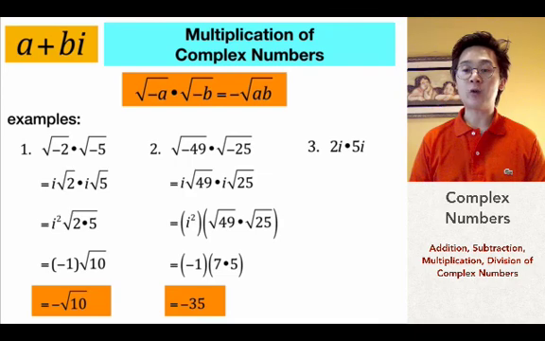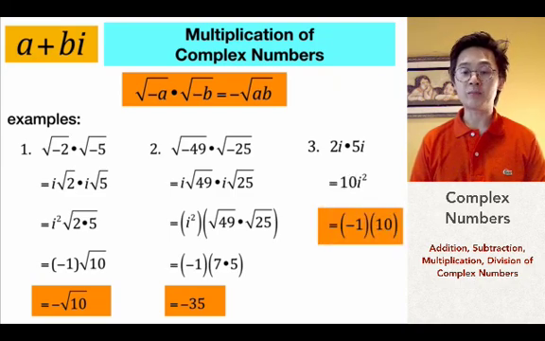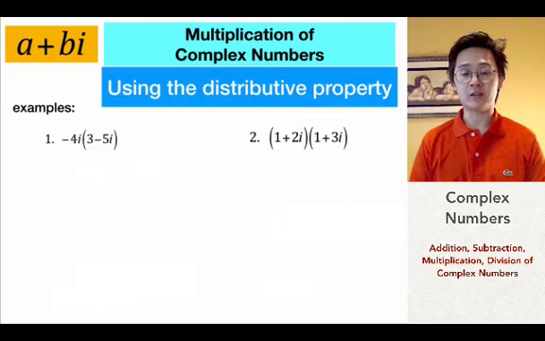And if I have 2i times 5i, 2 times 5 is 10, and i times i is equal to i squared. So I'll have 10i squared, which will give me negative 10 as a result.